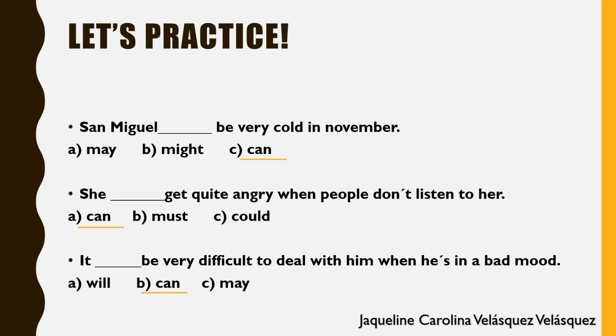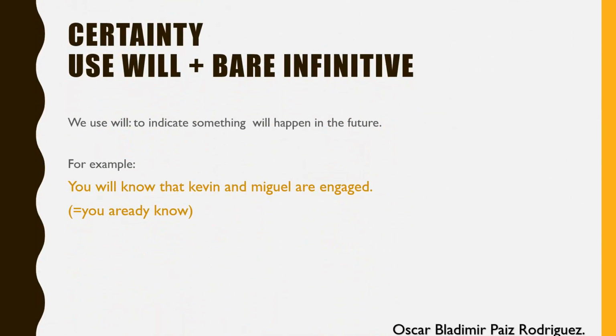Hello everyone, so I'm going to continue with the topic, modals. So, certainty uses will plus base infinitive. Well, we use will to indicate something will happen in the future. For example, you will know that Kevin and Miguel are engaged. So, you already know what is going to happen.